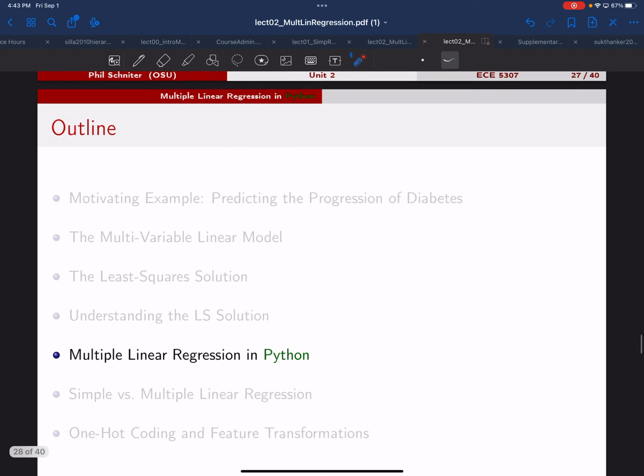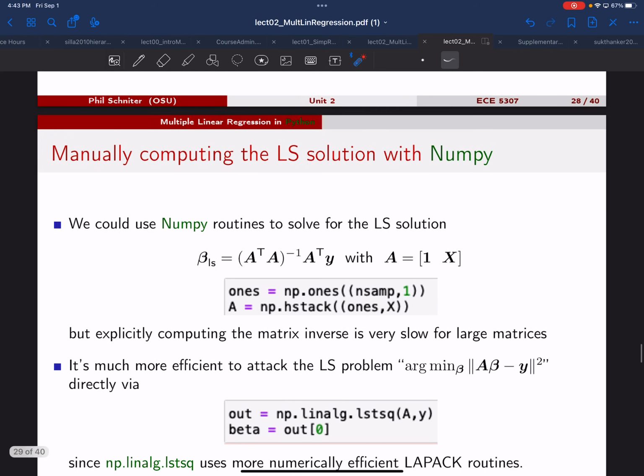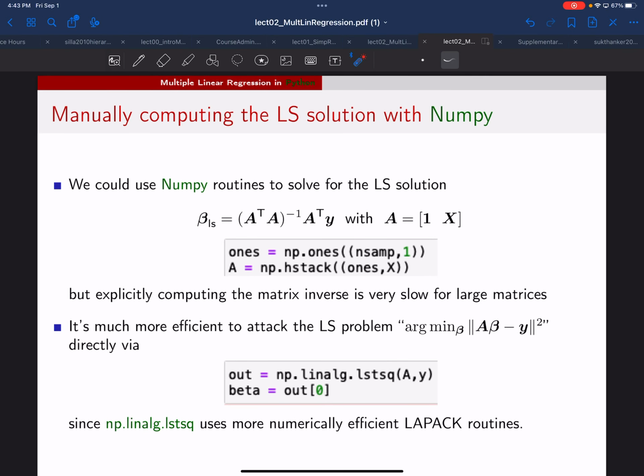Okay, so let's talk a little bit about how we implement this. There are actually several options we could use. Some are better than others. One approach is to take this most concise expression that we have and implement it directly in Python, in particular in NumPy, because NumPy has the linear algebra routines we need. To do this, you would start by creating a vector of ones. You have to make it the right length. This is how you would do it with NumPy: np.ones, and then you give it the dimensions. You're making a matrix of ones that has n-samp rows and one column.